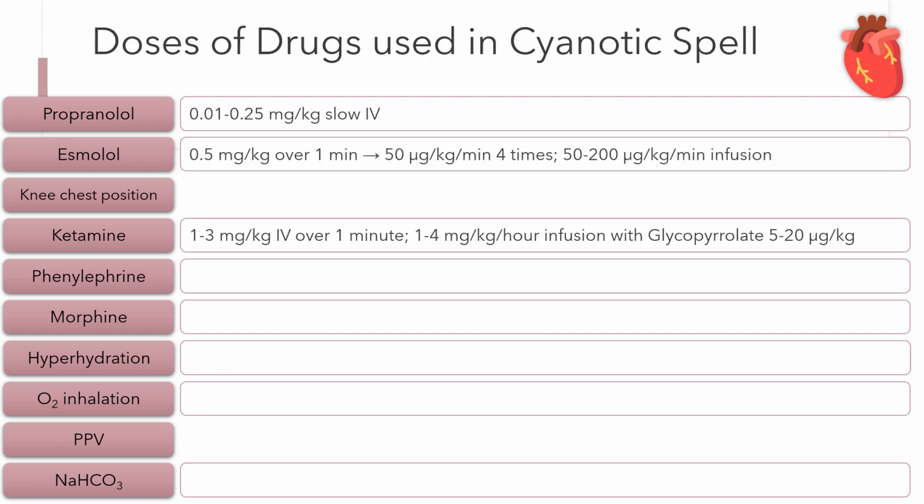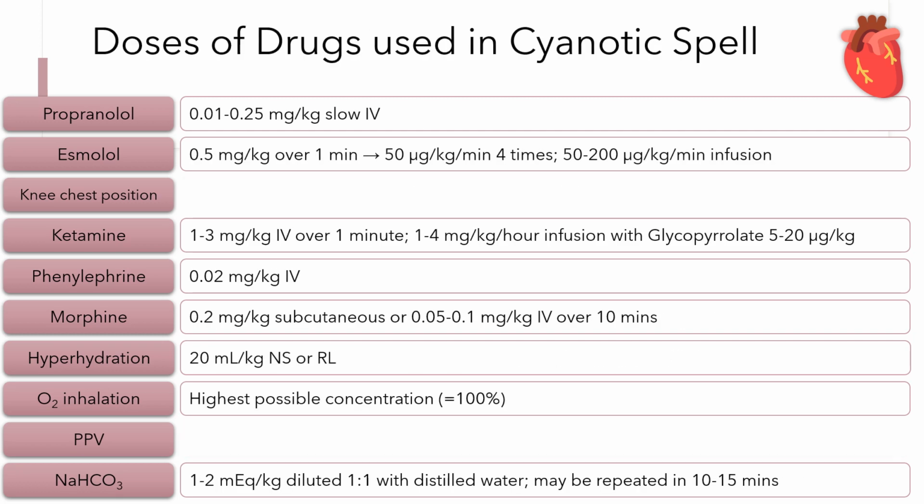So these are the various doses of all these things. Propranolol is 0.01 to 0.25 milligram per kilo slow IV. Esmolol is 0.5 milligram per kilo over 1 minute followed by 50 microgram per kilo per minute 4 times. Ketamine is 1 to 3 milligram per kilo IV over 1 minute followed by an infusion of 1 to 4 milligram per kilo per hour with glycopyrrolate, so that there will not be increased secretions. Phenylephrine is given at 0.02 milligram per kilo IV. Morphine 0.2 milligram per kilo subcutaneous or 0.05 to 0.1 milligram per kilo IV over 10 minutes.